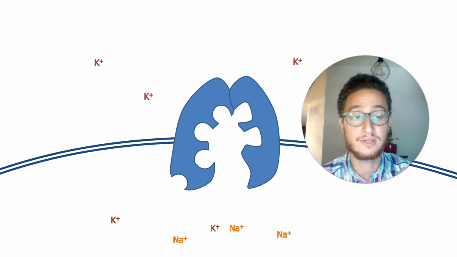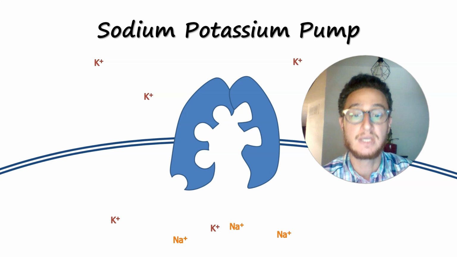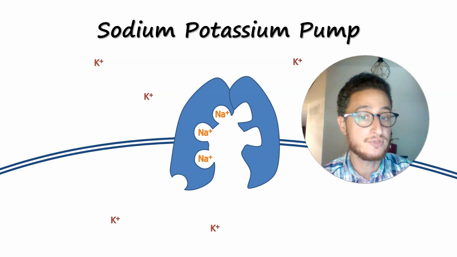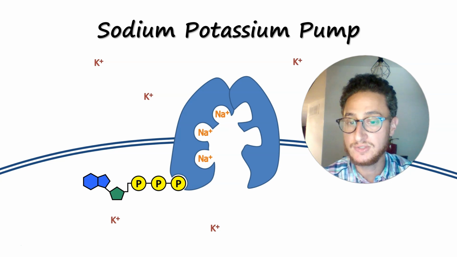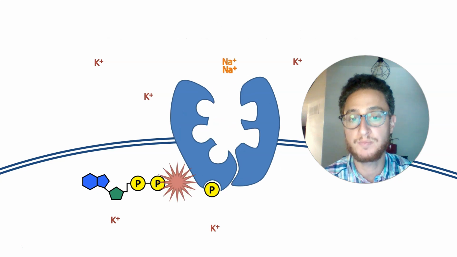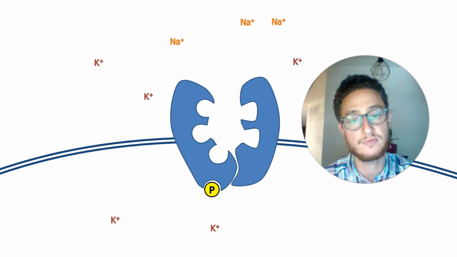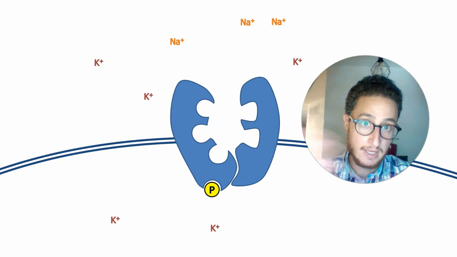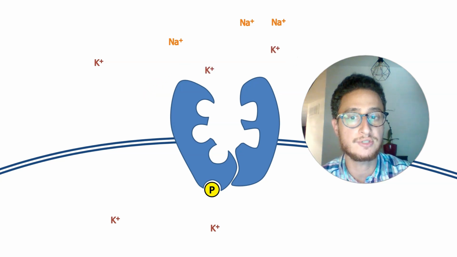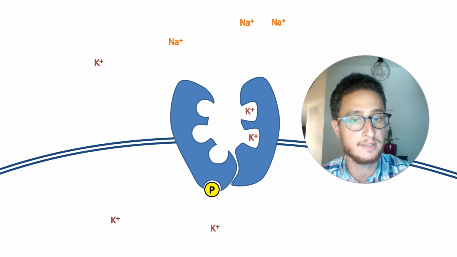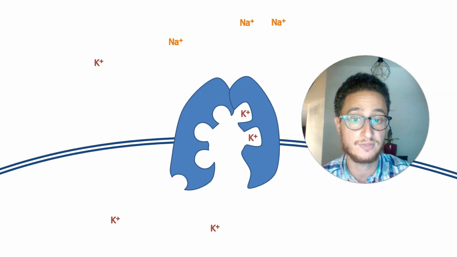And so here's what it looks like. It's going to take in 3 ions of sodium, bind to ATP and get phosphorylated. And in that moment when we release that energy from the phosphorylation, boom, we're going to change the configuration of this sodium-potassium pump and release the sodium outside of the axon. Now that it's open to the outside, potassium ions are free to bind, and that is going to cause a conformational change that's going to knock off that phosphate and allow the potassium to enter.